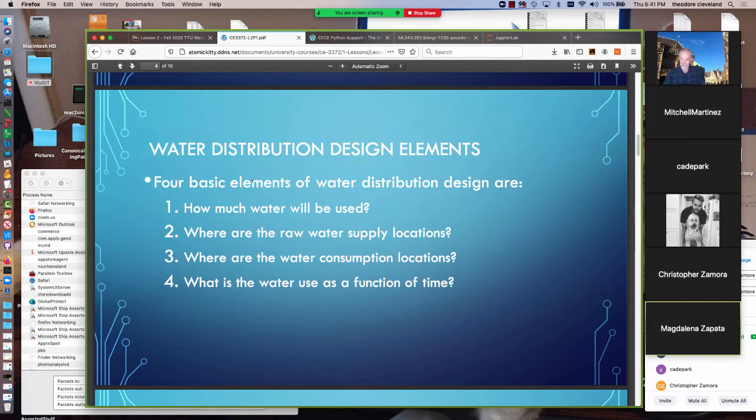So the four basic elements of a distribution system design are how much water will be used. That's the demand calculation. We'll spend an entire lesson on that. I believe it's the next one, actually. Where's the raw water supply located? Where are the water consumption locations? So items 2 and 3 pretty much help dictate, assuming it's going in pipes, the pipeline network to bring water from the water source to a treatment plant and then from a treatment plant to the end-use customers. And item 4 is how does that water get used over time?